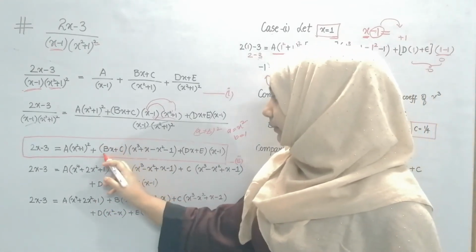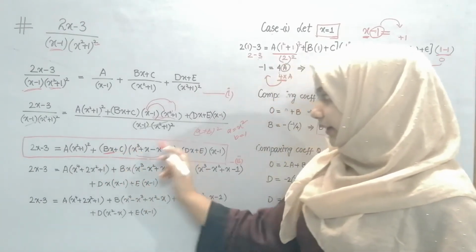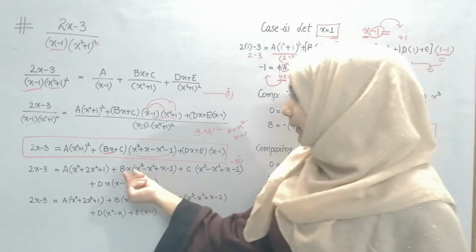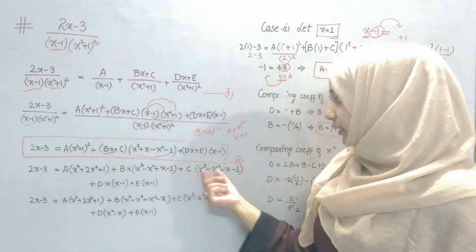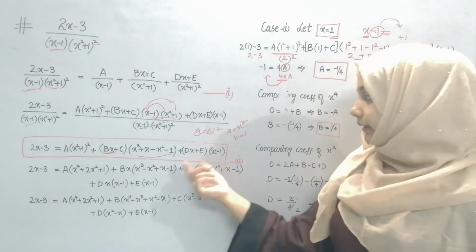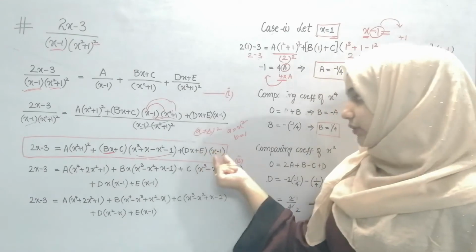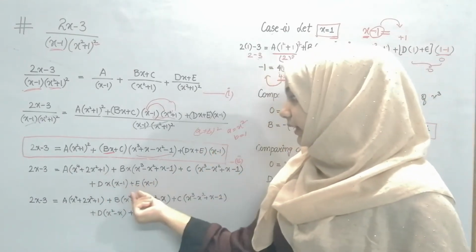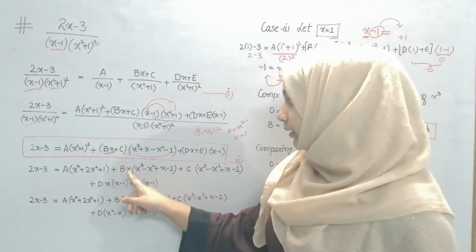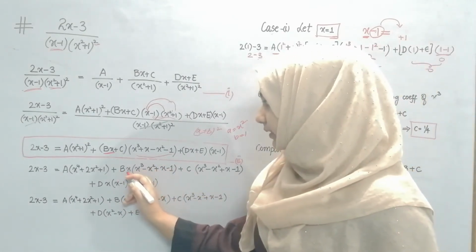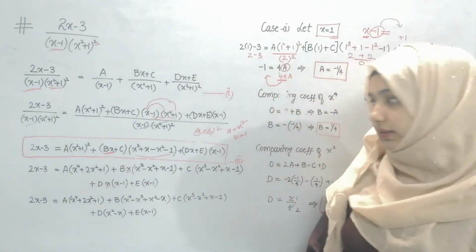Next, here I am splitting this term. I am multiplying bx with this entire term and c with this entire term. I am just splitting this. Bx into this entire term plus c into the entire term. Now similarly dx into x minus 1 plus e into x minus 1. Done. Now further expanding this, I am multiplying this x in the bracket, and similarly this x also I am multiplying in the bracket. The rest is as it is.